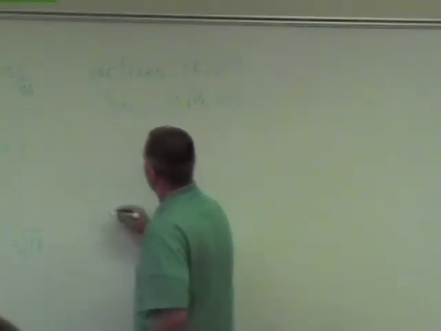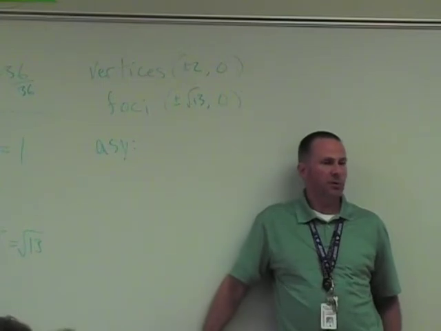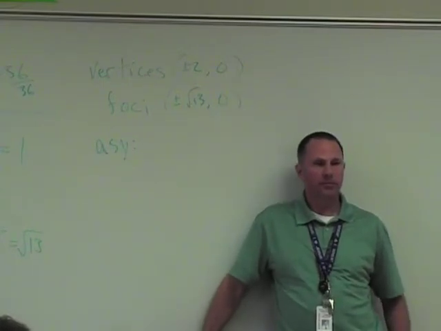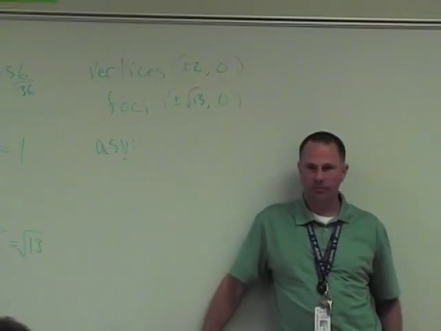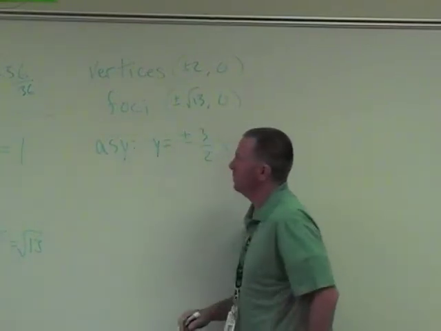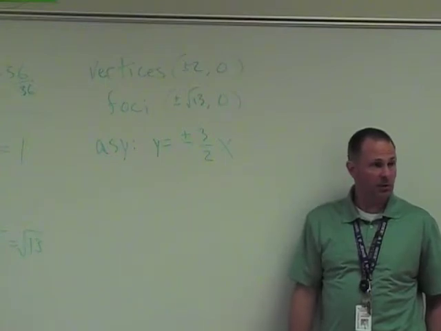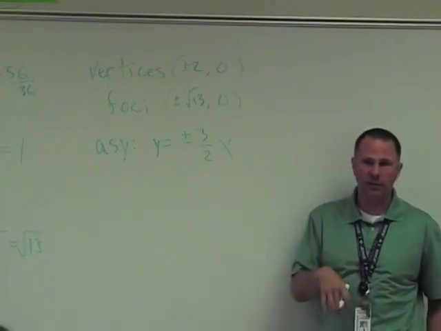Excellent, excellent, excellent. Okay, now let's talk about asymptotes. Horizontal, so which is which? Which one do we use? B over A. And so that's y equals plus or minus b, which is 3, over 2, x. So those are your asymptotes. And graphing it should be easy at this point. But you still have to graph everything.